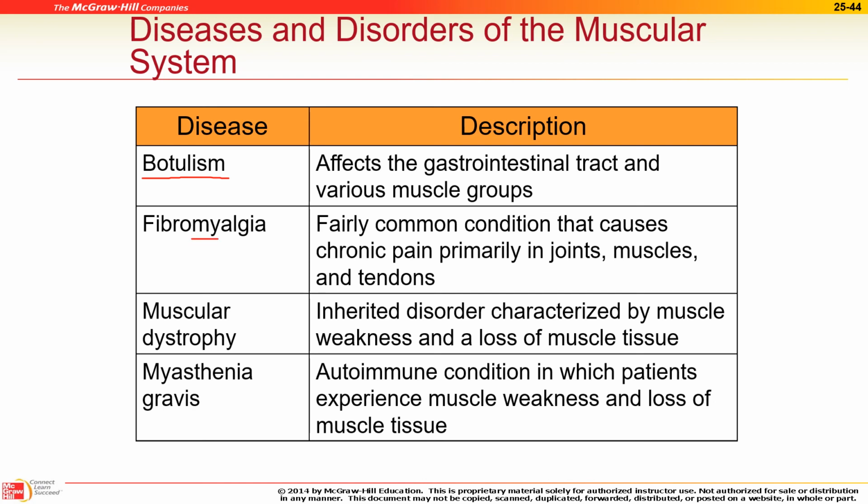What's myo? Muscle. Algia? Pain. So this is going to cause muscle pain. Fibromyalgia. Difficulty or painful. Trophy is like development or nutrition. So if you have muscular dystrophy, the muscles don't really form. They're really weak.